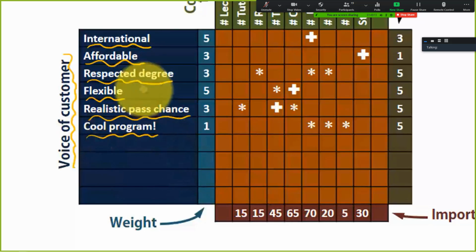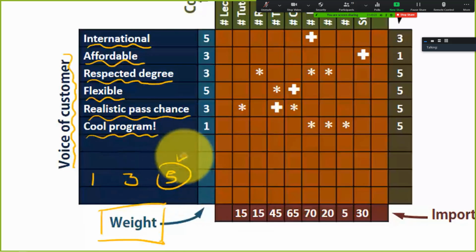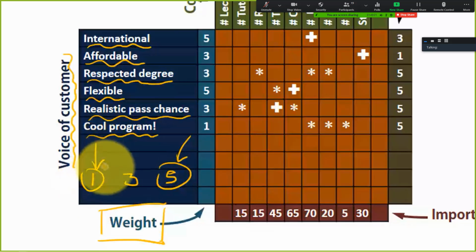Just fictional answers. Furthermore, we ask this hypothetical customer to give some kind of weight to these things that he or she actually wants. And we use 1, 3, and 5 as weights. 5 being very important, 1 being not so important, and 3 being something in the middle. Why 1, 3, and 5? Why not 1 to 10? Well, it's a personal choice. You can deviate from that as long as you give higher scores to things that are more important. It does not really interfere with the end result all that much. We use 1, 3, and 5.